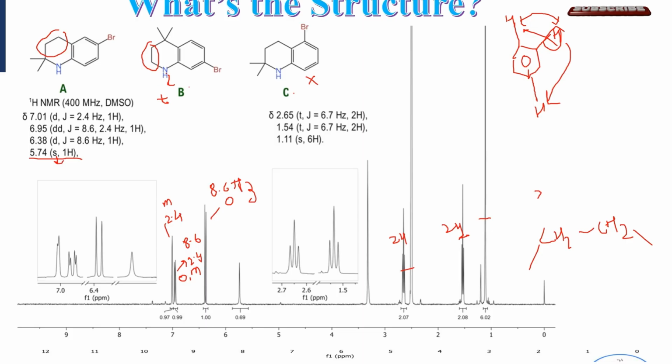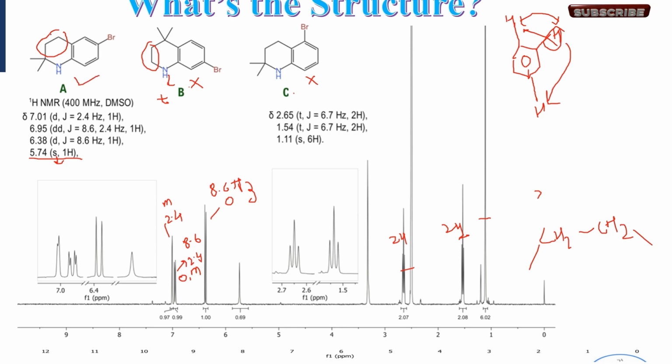If we had this kind of substitution, we should have the nitrogen split into a triplet. It would couple with the neighboring CH2. So B is not the correct one. Now the answer would be A.